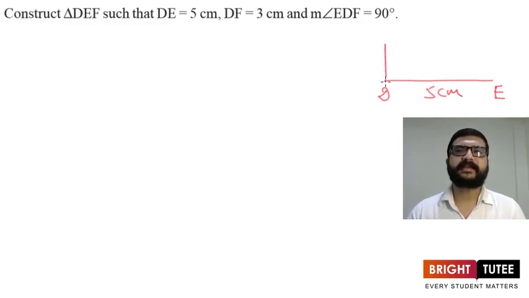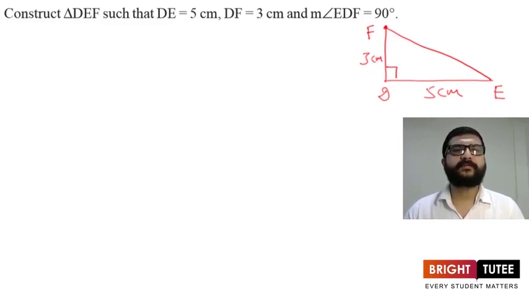So it means this angle here has to be 90 degrees and here is vertex F. This is 90 degrees. And DF has to be 3 centimeters. So this is 3 centimeters. So now this is the rough sketch of the triangle DEF. Now we have to construct the triangle DEF actually. So what we can do, how we have to start now?